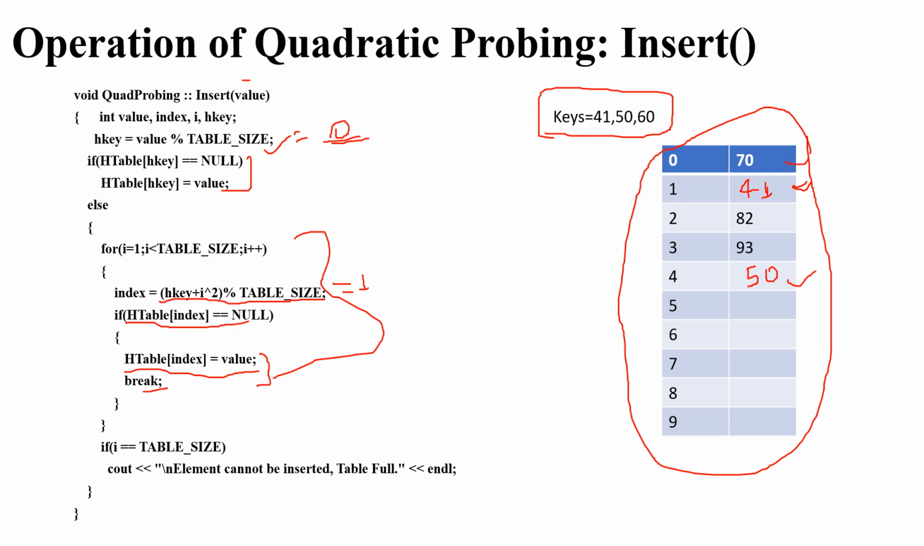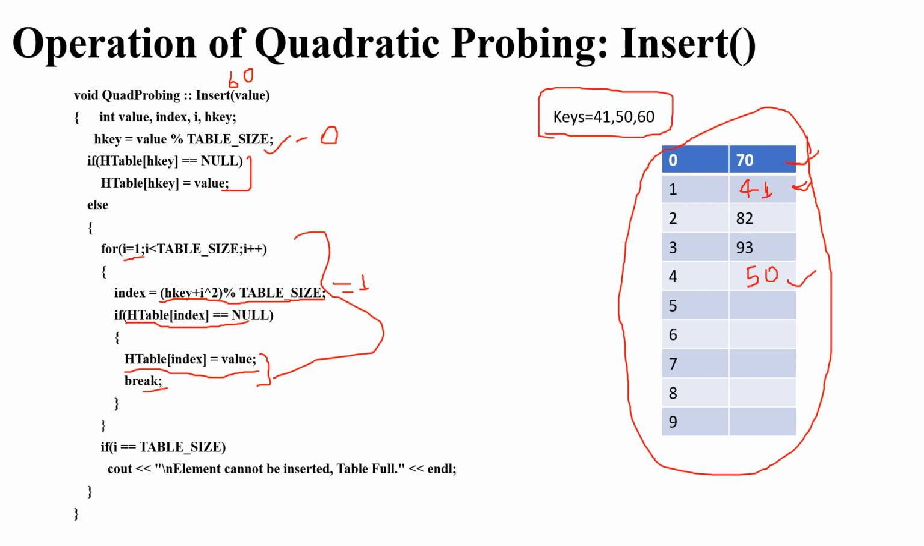Now my next element is 60. I am going to pass 60 here, calculate the index of 60, and check what index comes. If you calculate the index using the normal method, you will again get index value 0. Now check whether the 0th index is free. No, it's not free. A collision occurs. Then come to the else part. The i value is now 1.